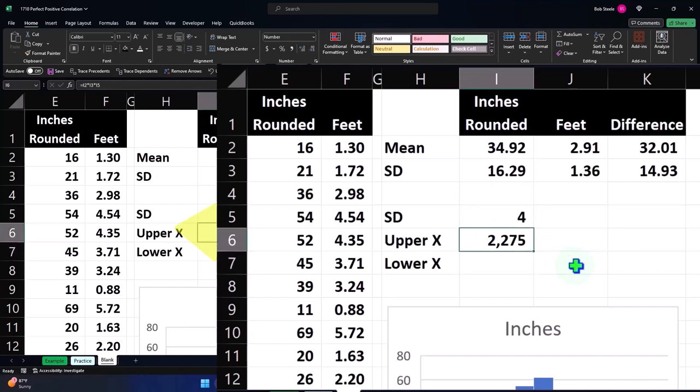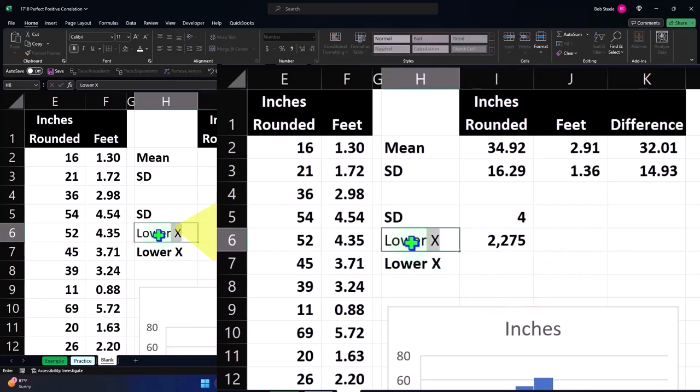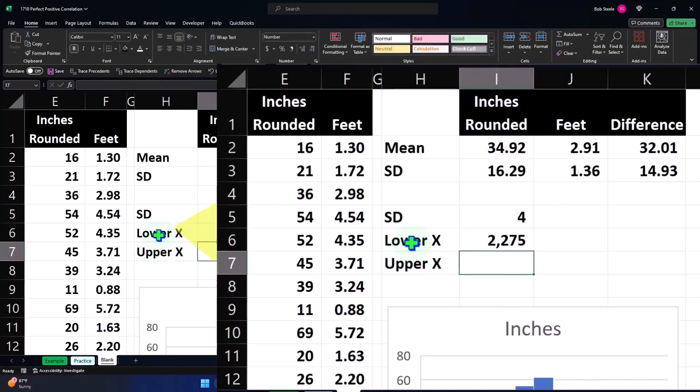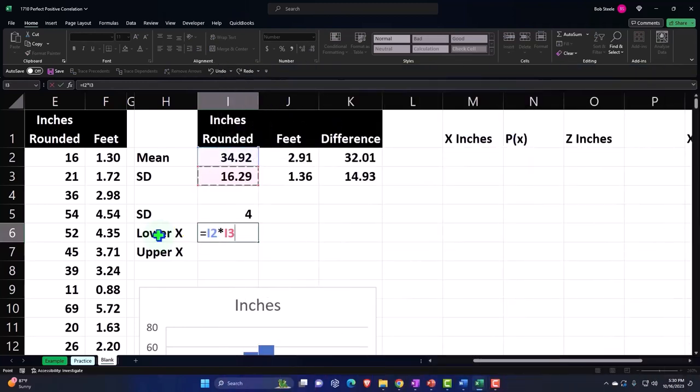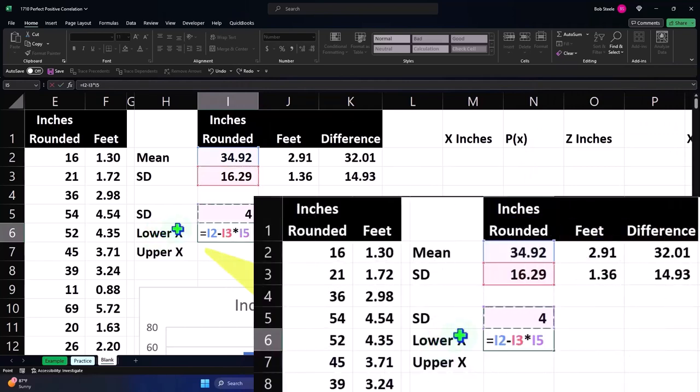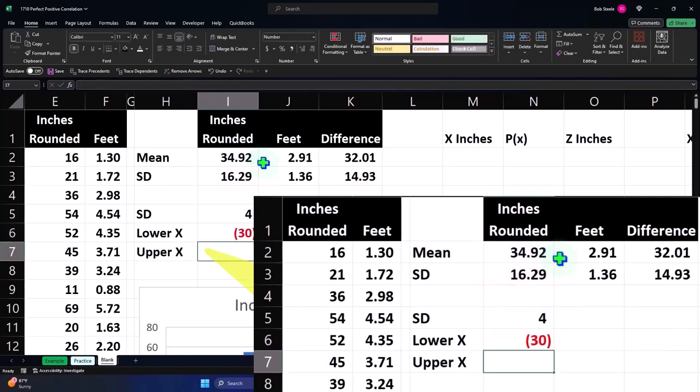And the lower, I usually do the lower first, don't I? Let's do the lower x and then the upper x. So let's be consistent, if you would. Otherwise you confuse people. No, it's minus this times four. Okay, so that makes sense. So we're taking the 16.29 times four standard deviations minus the center point, the mean. All right, so negative 30. And then this one is gonna be equal to the upper, which is gonna be the center point of the mean plus the standard deviation.